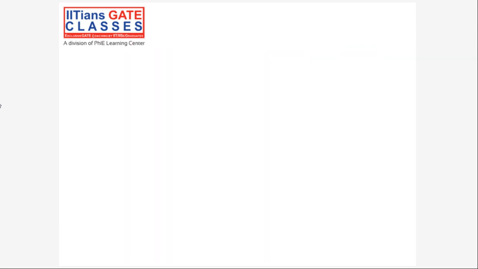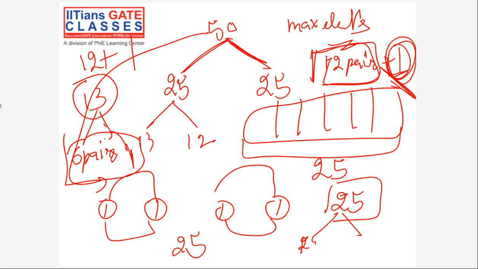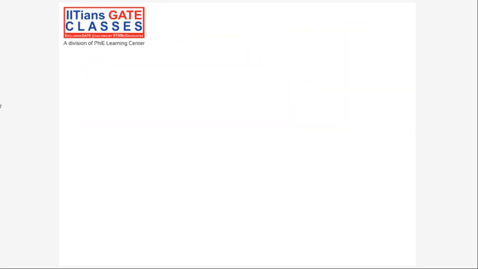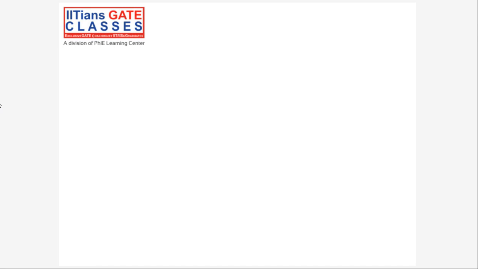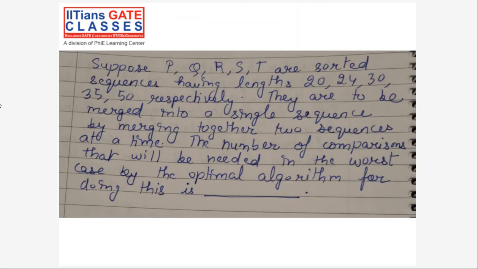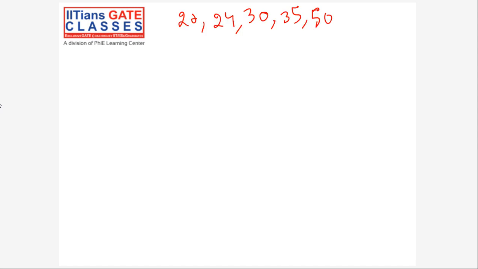Okay. So what kind of optimal algorithm have you used? I'll just copy 20, 24, 30, 35, 50. You have to find the number of comparisons by the optimal algorithm. Yeah, tell me. Anyone?